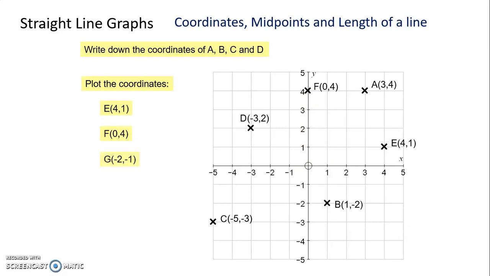Next one, G, -2, -1. Okay, your finger should be sitting right here where the G is, or where the cross is. And finally, H, 4, -4. Put your finger on the screen where you think that should be plotted. Okay, and you should have your finger right here on the cross next to the H.